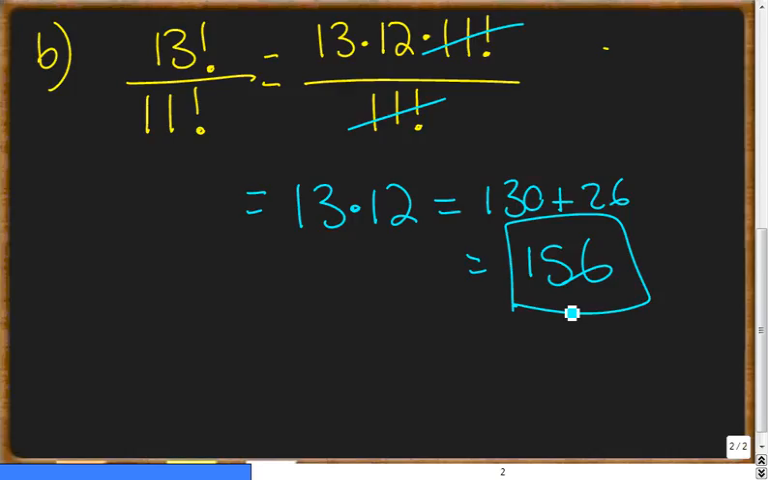So when you're dealing with factorials, if it's just on its own, it's a pretty big number, but if you're dividing them, look for what they have in common, and then those will eliminate, making your answer much, much simpler and smaller.